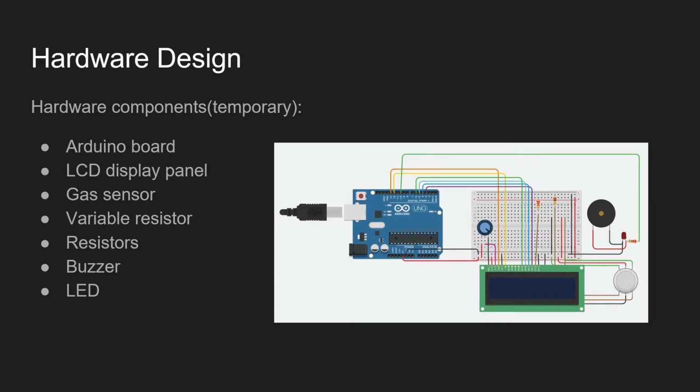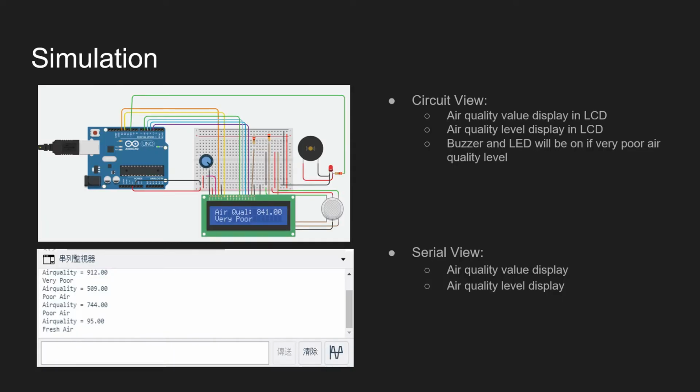The hardware design of the project is my responsibility, and I would like to talk about the hardware components in our design temporarily. They are the Arduino board, an LCD display panel, the gas sensor, the variable resistor, the resistors, buzzer, and the LEDs. In the simulation, the above image shows the circuit view of our design.